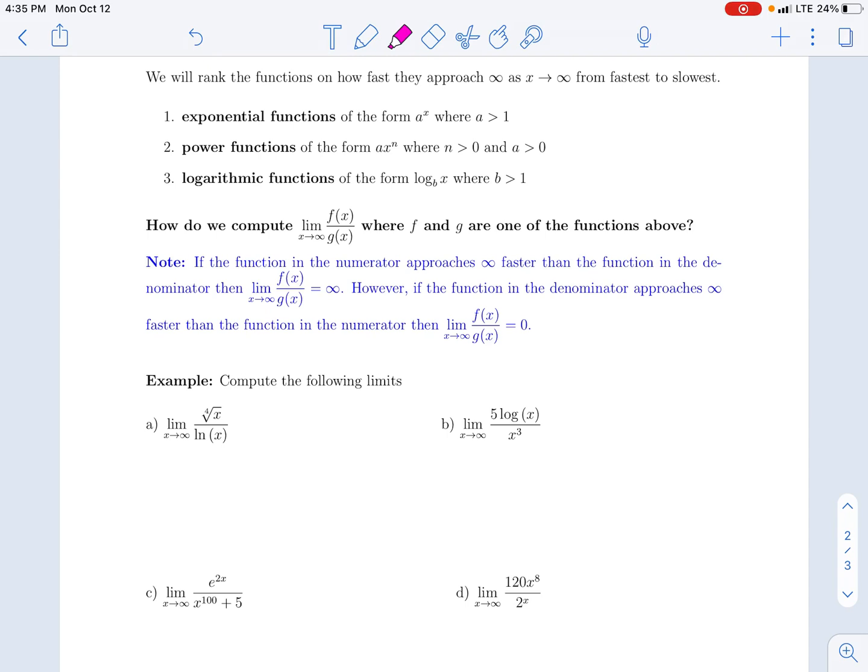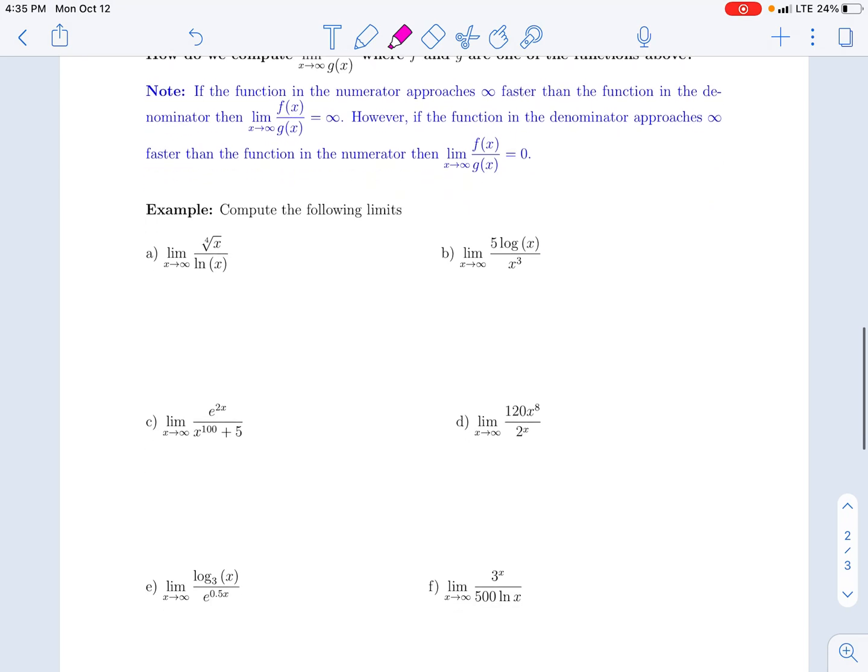Okay, and so in terms of computing a limit, where you have one of those functions divided by another one of those functions as x approaches infinity, how do we determine that limit? What I'm saying to you is that if the function in the numerator is approaching infinity faster than the one in the denominator, I know that limit is infinity. However, if the denominator is approaching infinity faster than the one in the numerator, I know that limit is 0. And so now we're going to apply these ideas to these limits here.